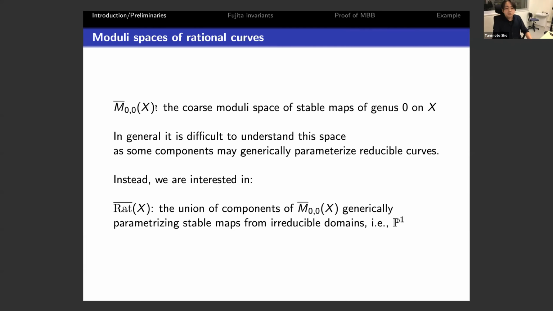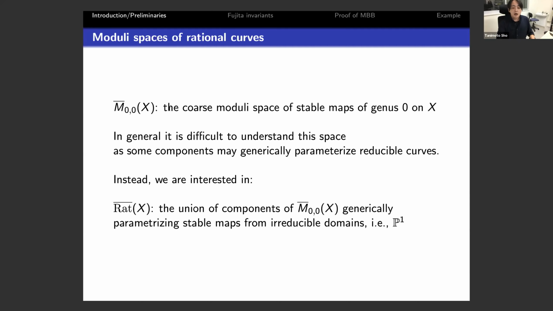In general, it is difficult to understand this space itself, because some components of the moduli space may generically parameterize reducible curves. Each component doesn't need to be a compactification of irreducible curves; it's possible that some components generically parameterize reducible curves. It's possible to analyze such a thing, but it is combinatorially more technical and complicated.